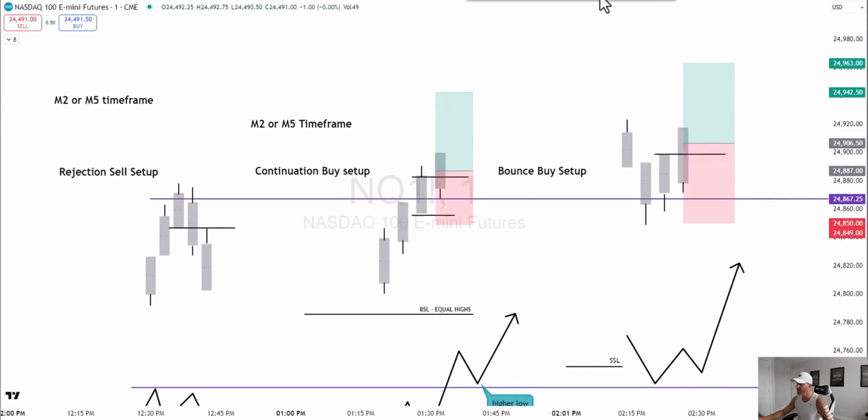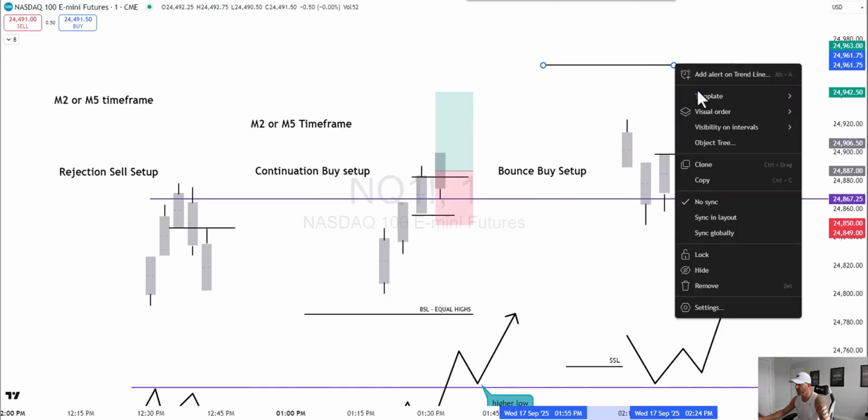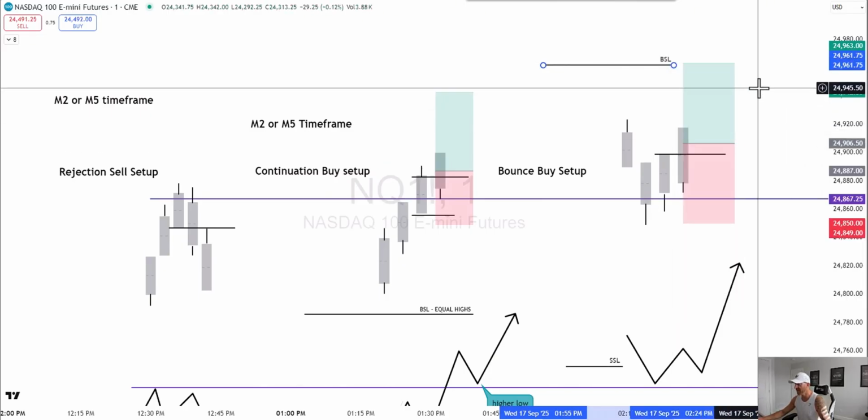And then obviously, where's your target? Your target is multiple things. You could have some buy-side liquidity up here. You could have a discount range. You could have one of Trev's targets. You could have a fair value gap that you're looking for price to rebalance in.